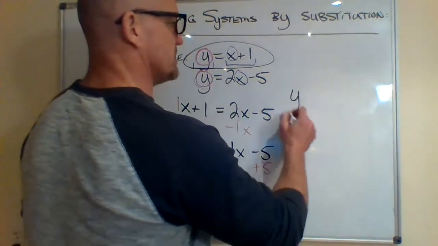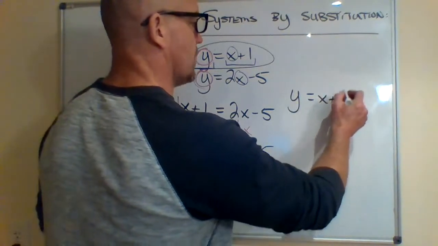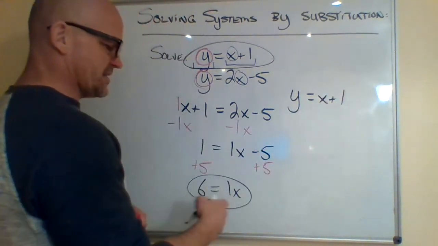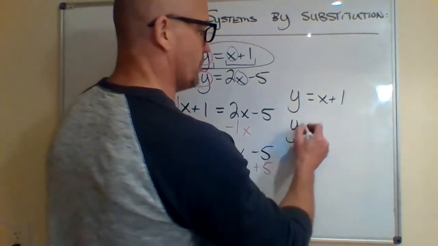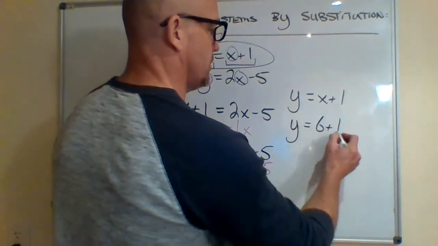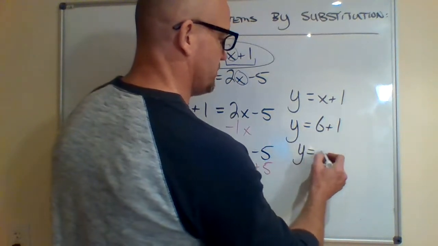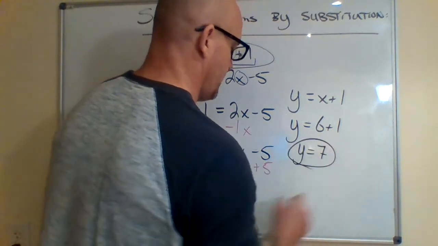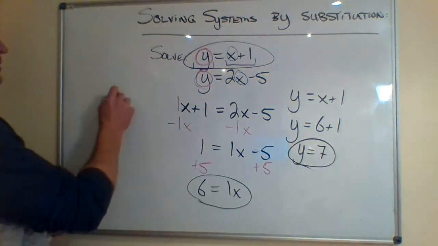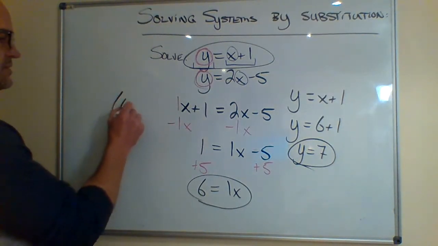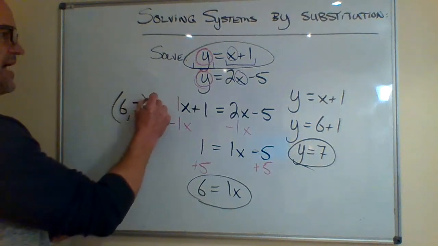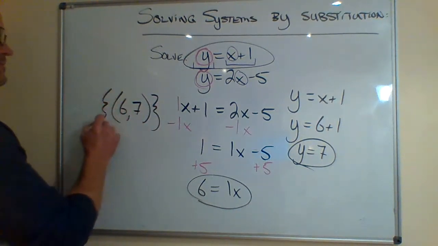So I have y equals x plus 1. I'm going to substitute in 6 for x because I know x equals 6. So y will equal 6 plus 1, which gives me a y value of 7. That tells me that these two systems have the intersection of (6, 7). That is their point of intersection.